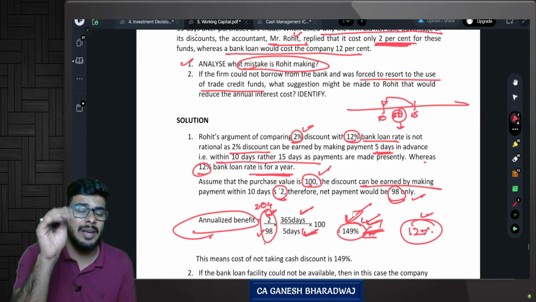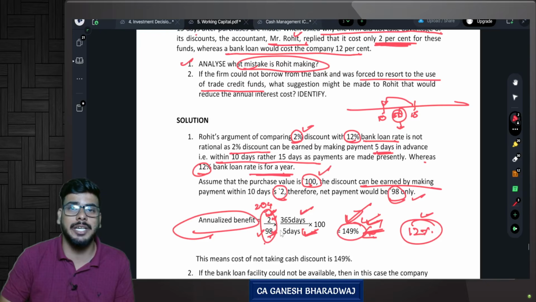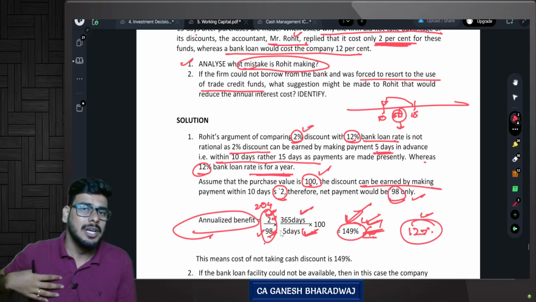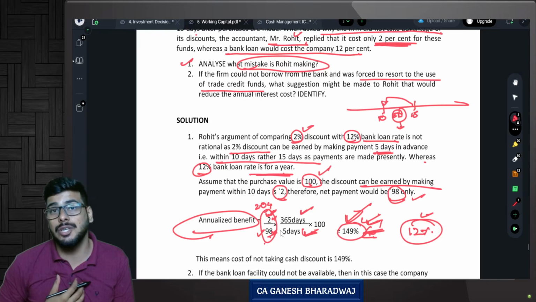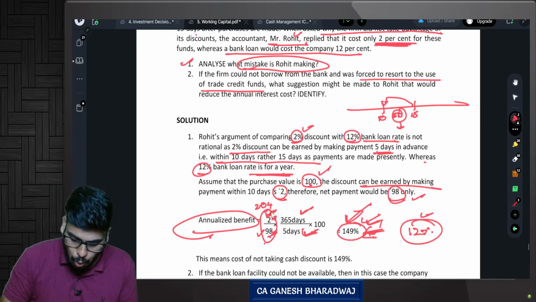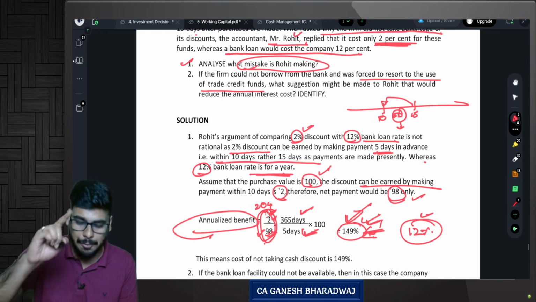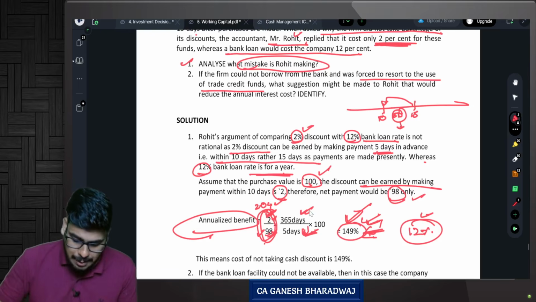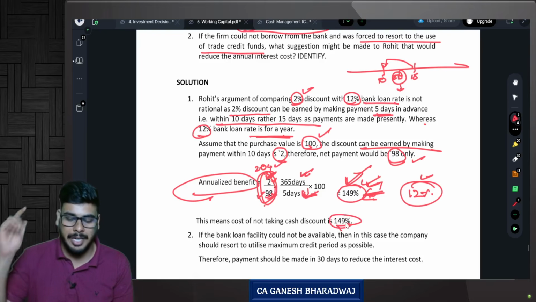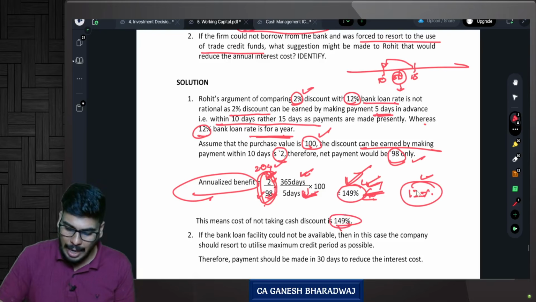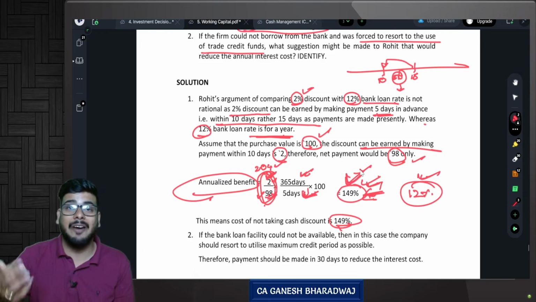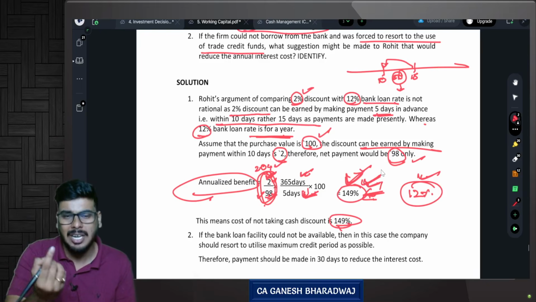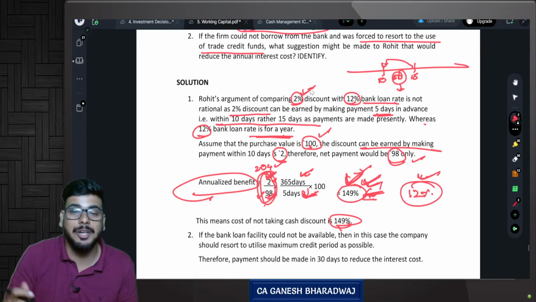This 2 percentage is for 5 days. 2 upon 98. Why is it upon 98? Because 98 is the amount that I'm now net of. 98 is the cash outflow that is happening if I actually go for this discount, yes or no. So basically 2 upon 98, you will get the actual savings, the discount percentage that you earn, that is for 5 days. How much is it for 365 days? Are you clear with this? This means the cost of not taking the discount is 149 percentage. So what is suggestible? You borrow at 12 percentage, make the payment early, and avail this benefit of 149 percentage per annum. If you annualize it, it is 149 percentage. But if you're talking about the 5 days, it is going to be 2%. Are you clear with this?